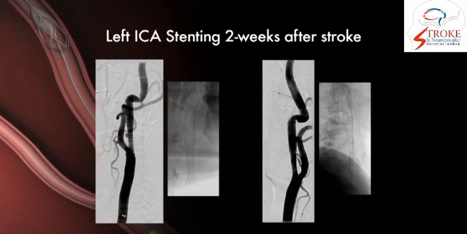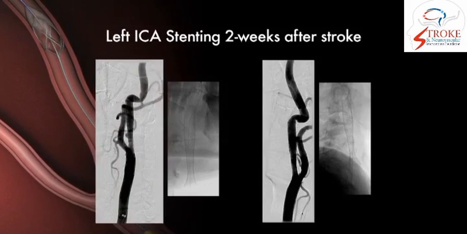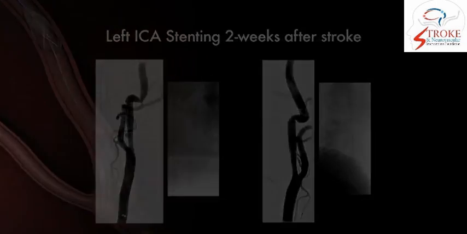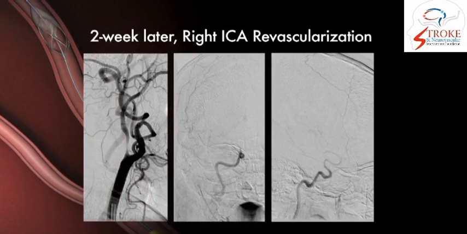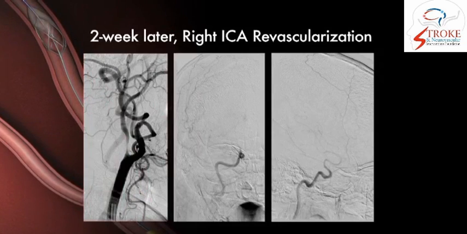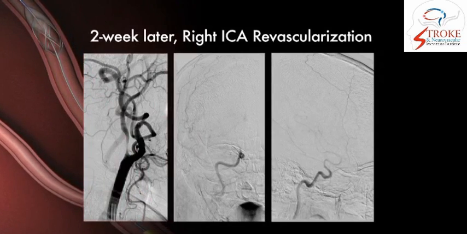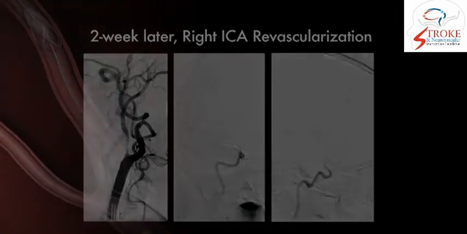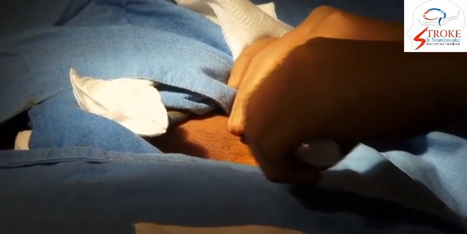Left internal carotid artery stenting was performed 2 weeks after the stroke. The procedure was successful. 2 weeks later, we planned for right ICA revascularization. The angiogram reveals that there is very severe subocclusive stenosis of the right internal carotid artery with slow flow in the right ICA. This procedure was performed under local anesthesia.